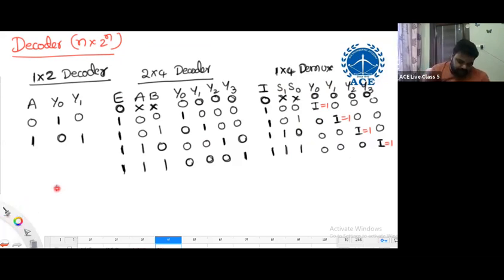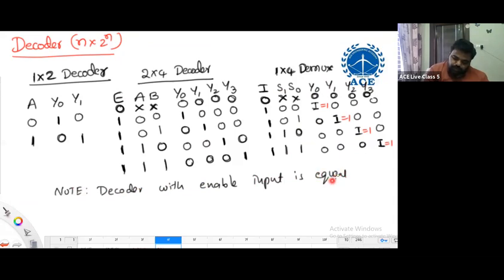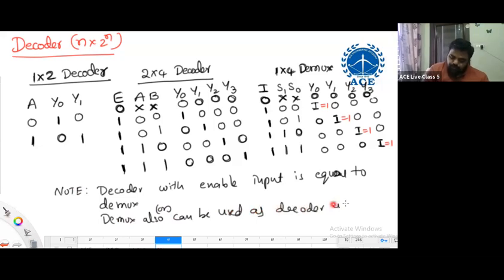Once again, we can write a note here: decoder with enable input is equal to demux, or demux also can be used as a decoder with an enable input.